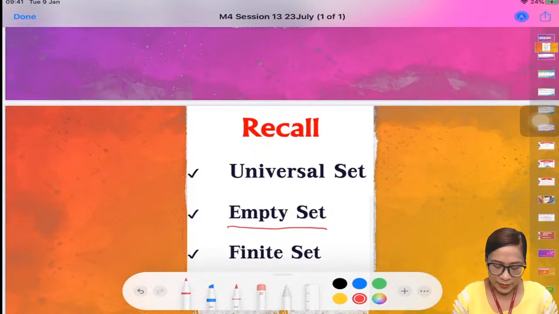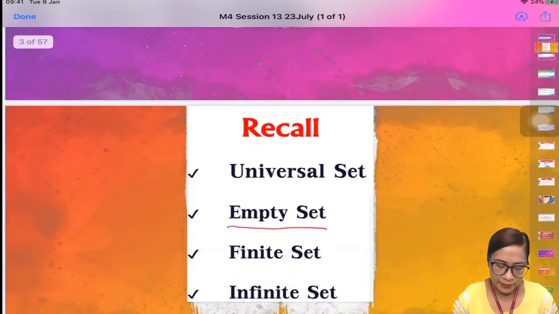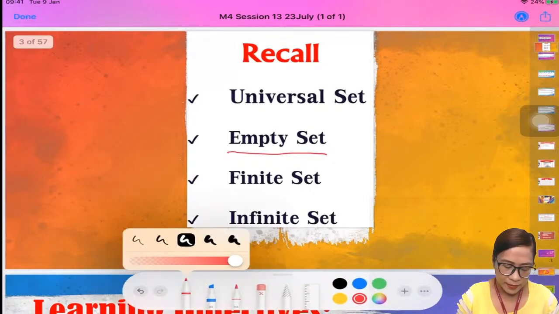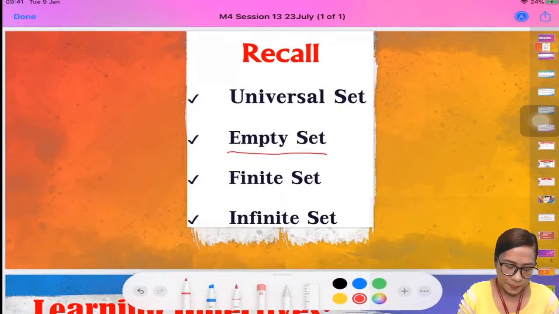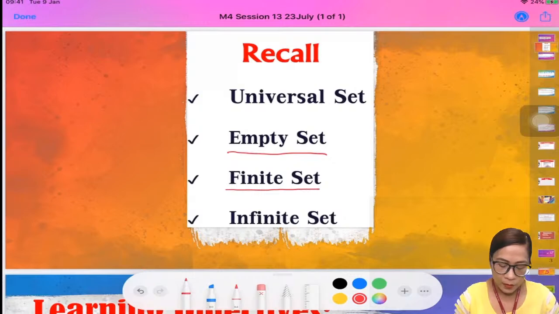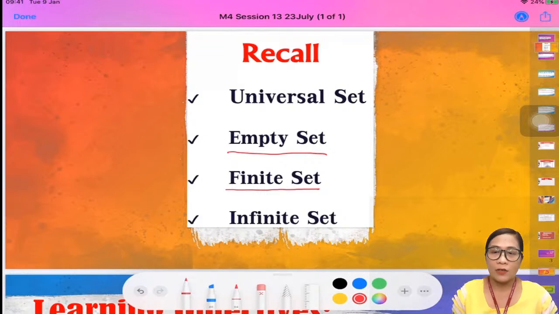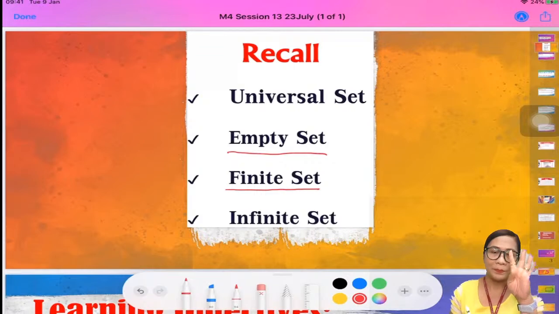So for a finite set, what is a finite set? A finite set is any set which you can tell the number of elements or you can tell the cardinality. If I have a set of 1, 2, 3, 4, that's a finite set. You can count how many elements are there. 1, 2, 3, 4. So the cardinality is 4 or the cardinal number is 4.